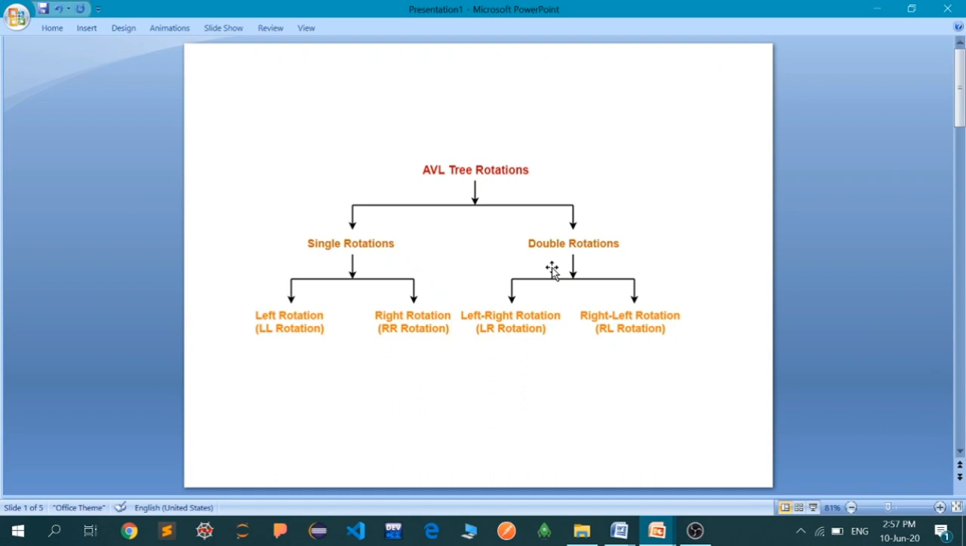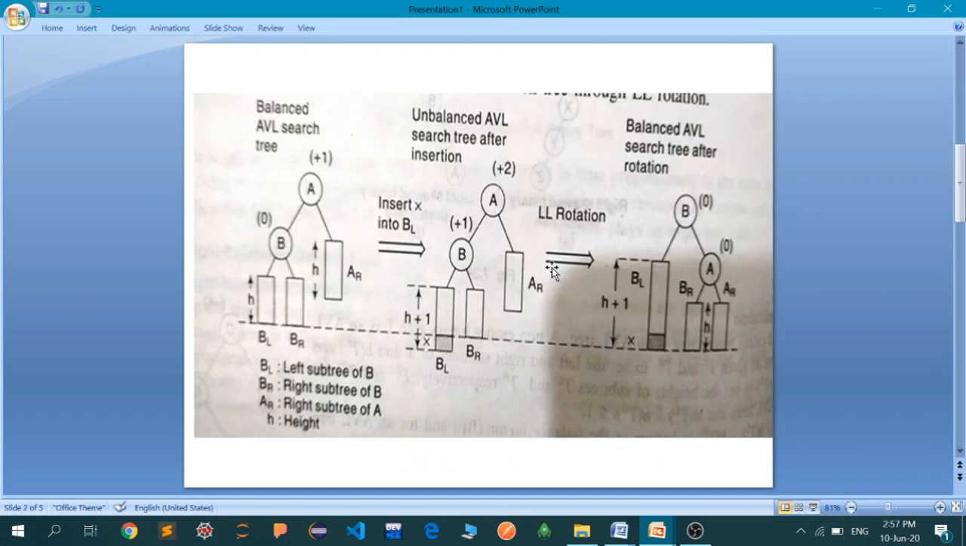Now we are going to first see the case of left rotation. Here it is. This is how a left rotation is going to be understood.